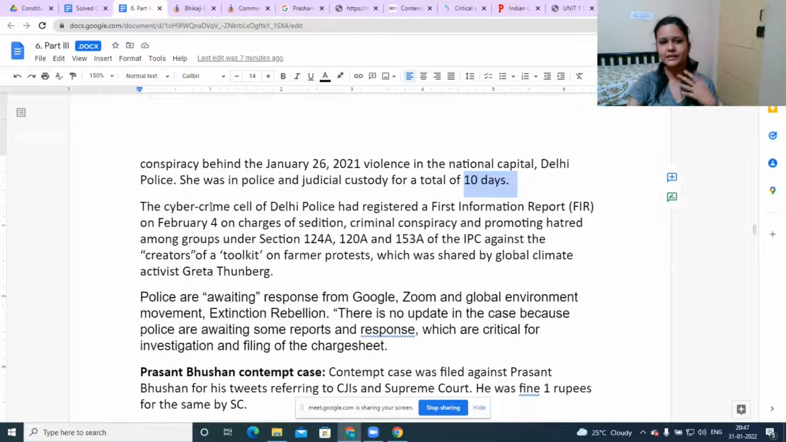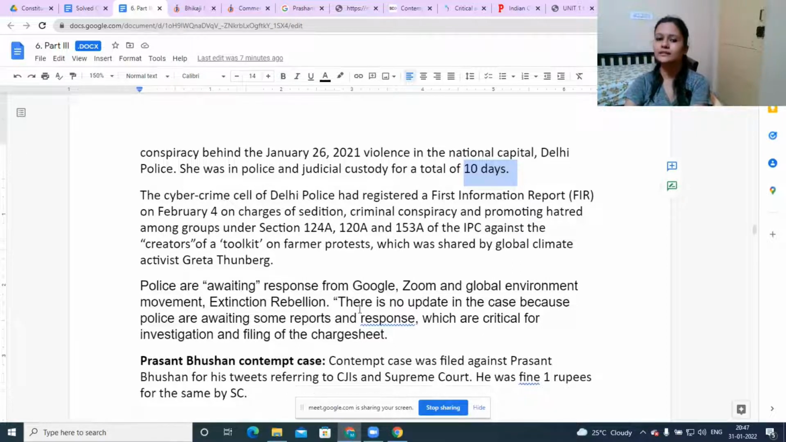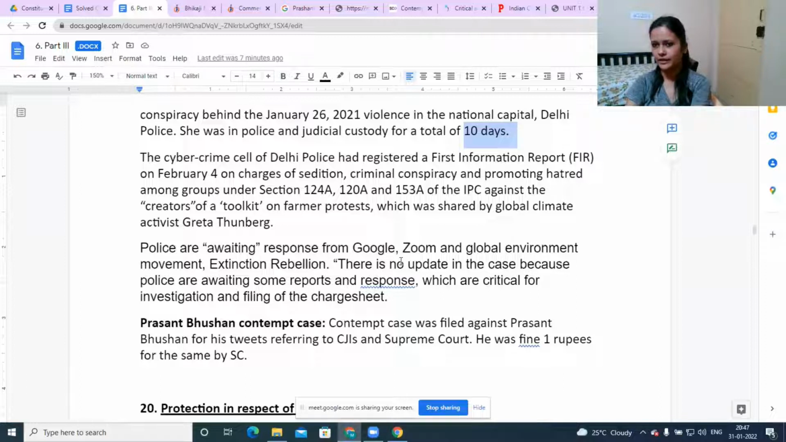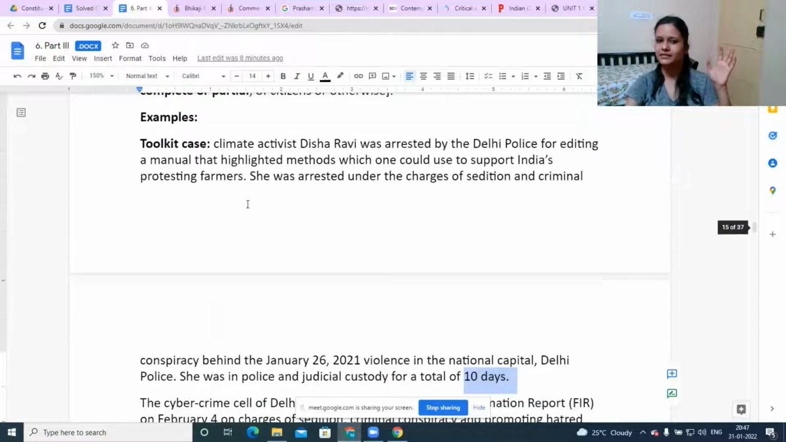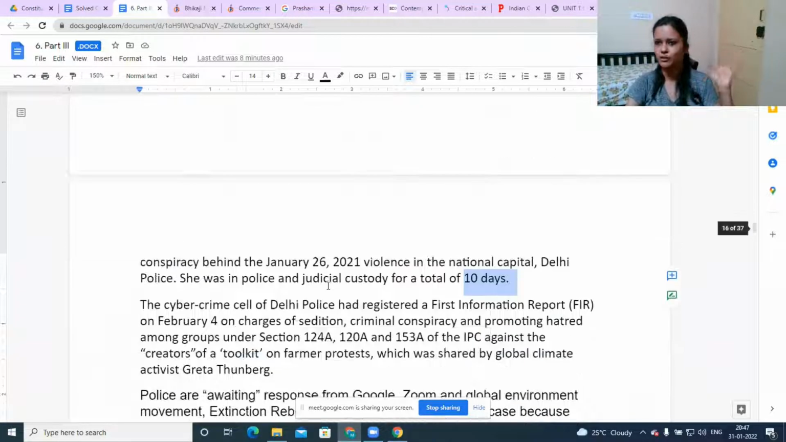But what happened is that in order to prove that she had actually made some changes and added some information, they needed support from different entities like Google, Zoom, Global Environment Movement. The Cybercell requested some information, but they did not receive any information from Zoom, Google, etc. Receiving that information was very important for them. Only when they received it could they confirm that Disha Ravi had some role to play in that toolkit.